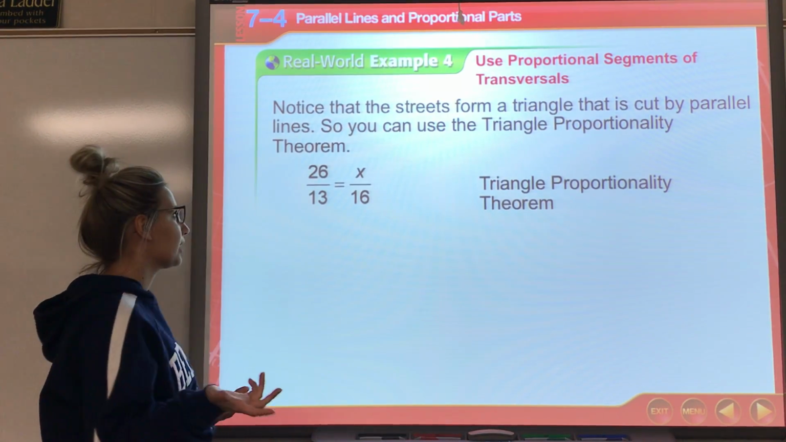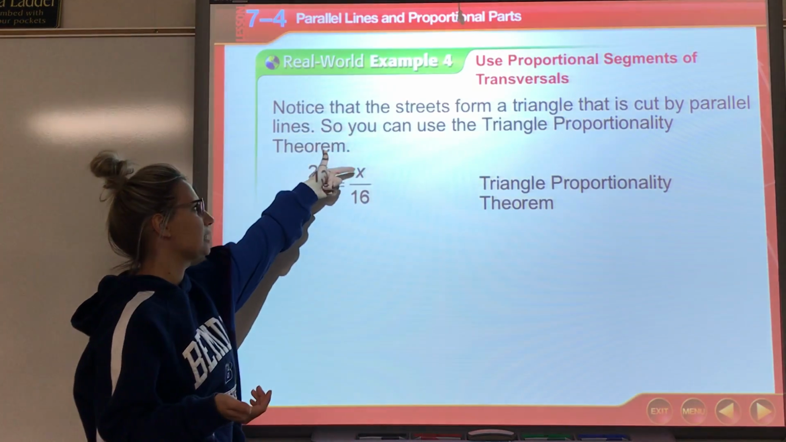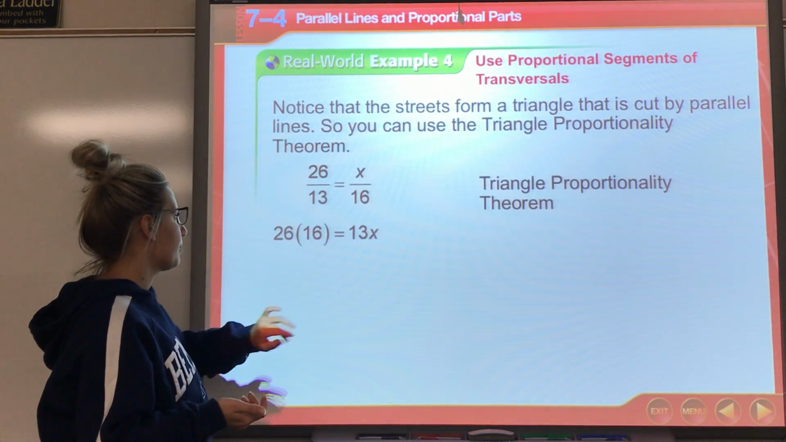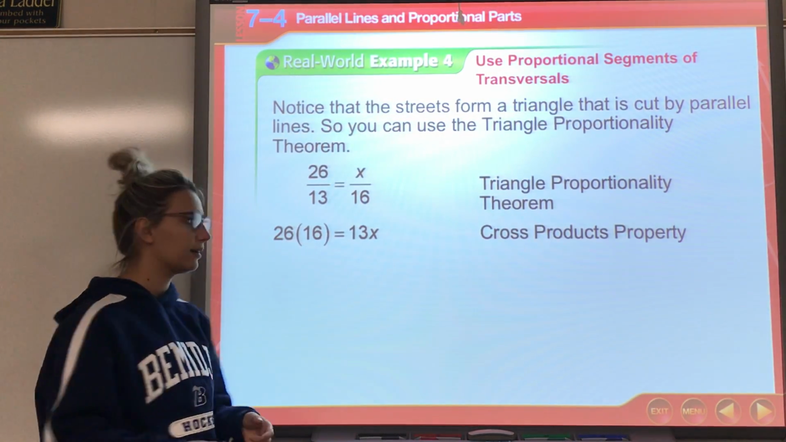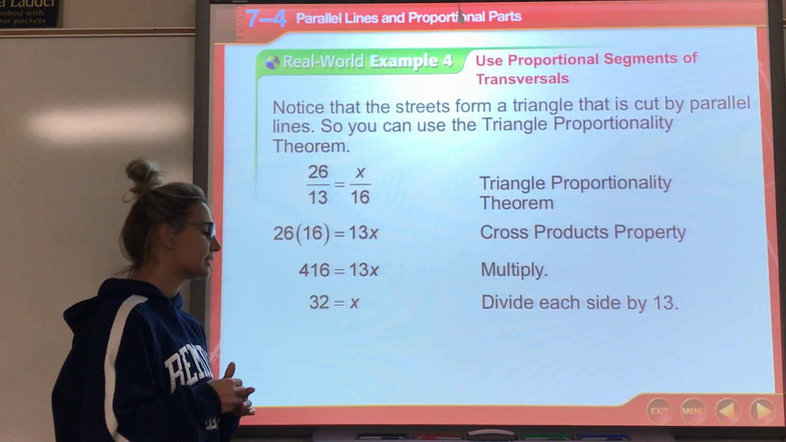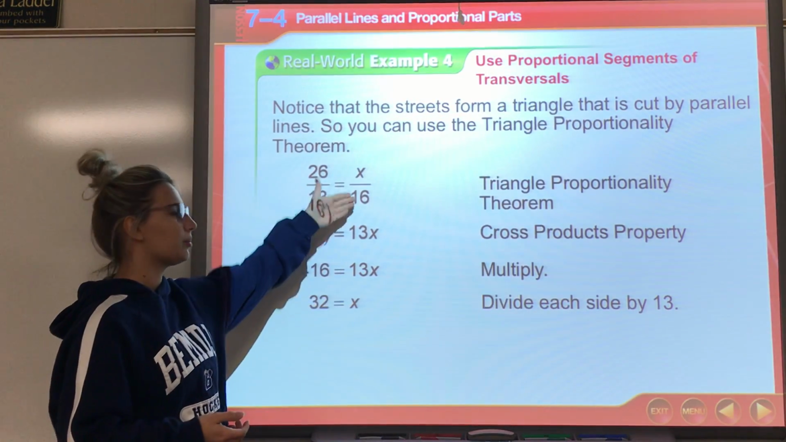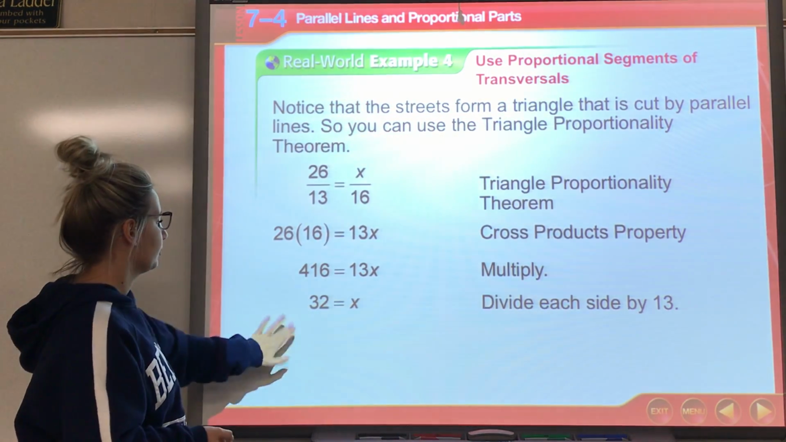Now you might be just looking at this and knowing that 13 is half of 26, so 16 must be half of X, but they might apply the cross product property. Go ahead and solve it out. Divide that 416 by 13 and make it 32. Like I said, you could just double this 16 and get the 32 for X.